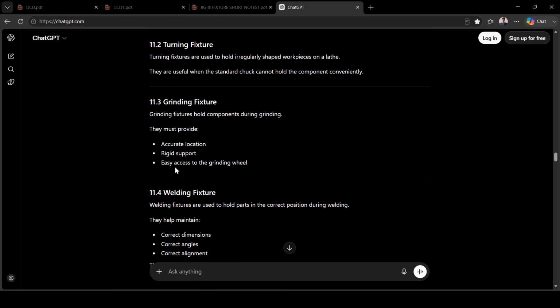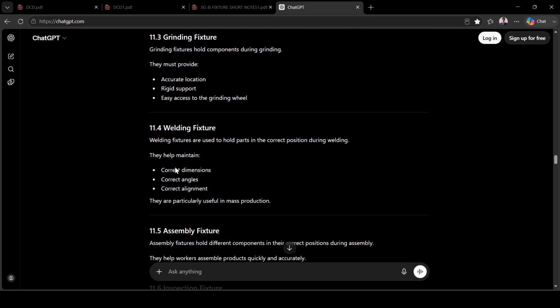Turning fixture. Turning fixtures are used to hold irregular shaped workpieces on a lathe. They are useful when the standard chuck cannot hold the component conveniently. Grinding fixture. Grinding fixtures hold the component during grinding. They must provide accurate location, rigid support, and easy access to the grinding wheel.